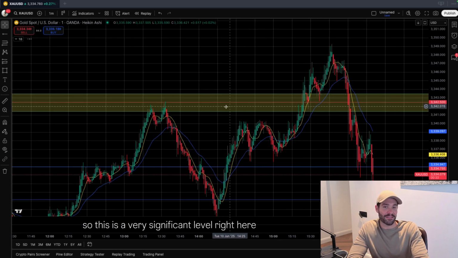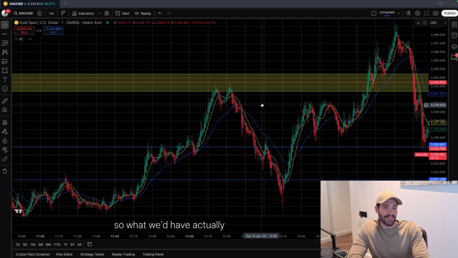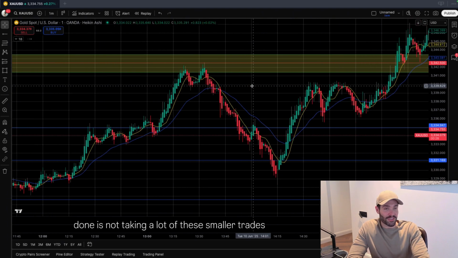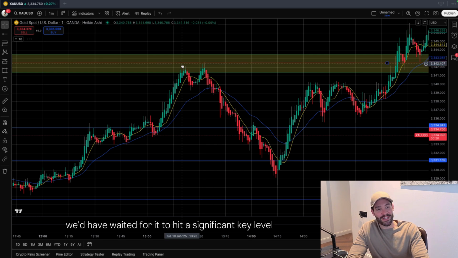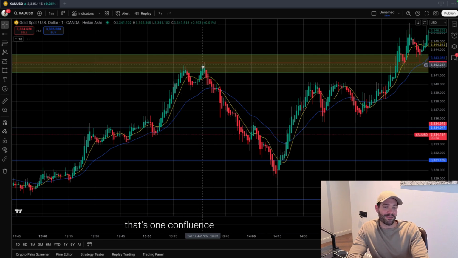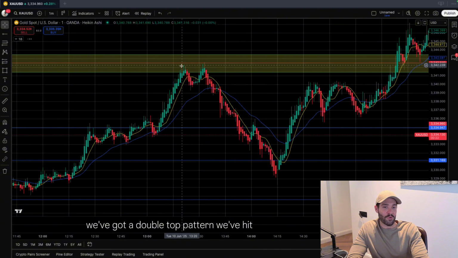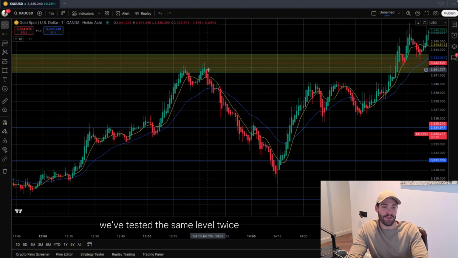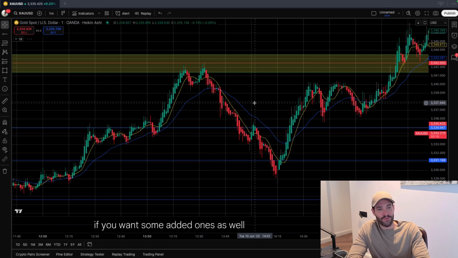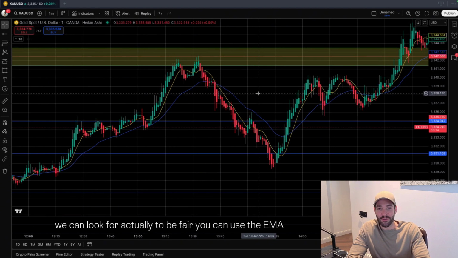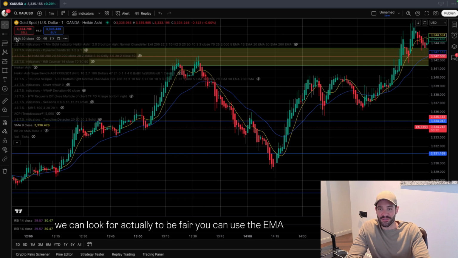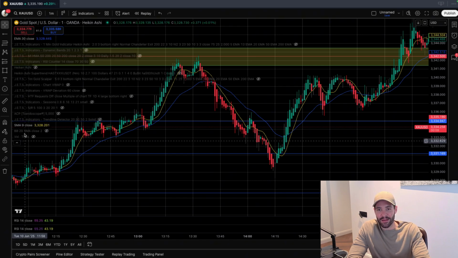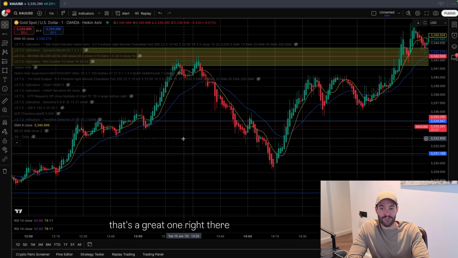So this is a very significant level right here. What we'd have actually done is not taken a lot of these smaller trades. We'd have waited for it to hit a significant key level. That's one confluence. We've got a double top pattern. We've tested the same level twice. That is another confluence that we could have gone through right here. If you want some added ones as well, we can look for, actually, to be fair, you can use the EMA, yeah, actually, that's a great one right there.